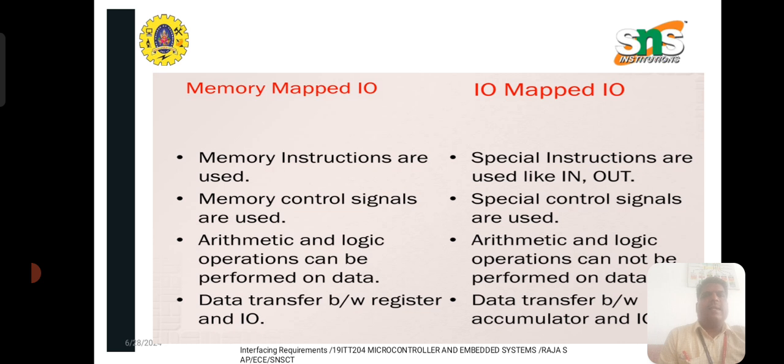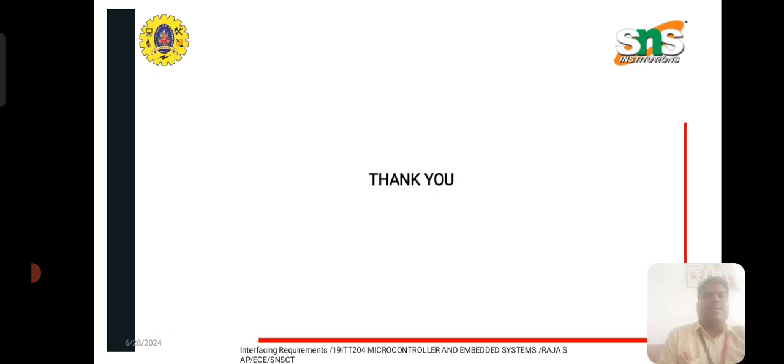In memory mapped IO, memory instructions and memory control signals are used, and arithmetic and logic operations can be performed on data transfer between register and IO. Whereas in IO mapped IO, special instructions like IN and OUT are used. Special control signals are also used. Arithmetic and logic operations cannot be performed on data transfer between accumulator and input output memory.